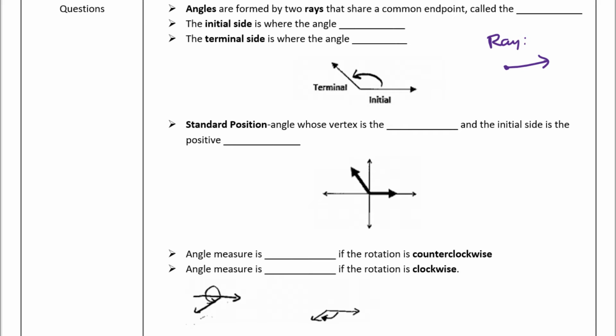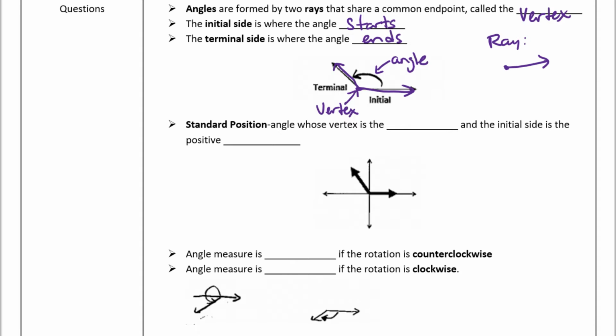So an angle is formed with two rays. In this case we have this ray here and this ray there, and they share an endpoint called the vertex. In this example, this is my vertex. The initial side is where the angle starts, and the terminal side is where the angle ends. The bottom is the initial side, and you rotate it at an angle to get the terminal side. This space right here is the measure of the angle.